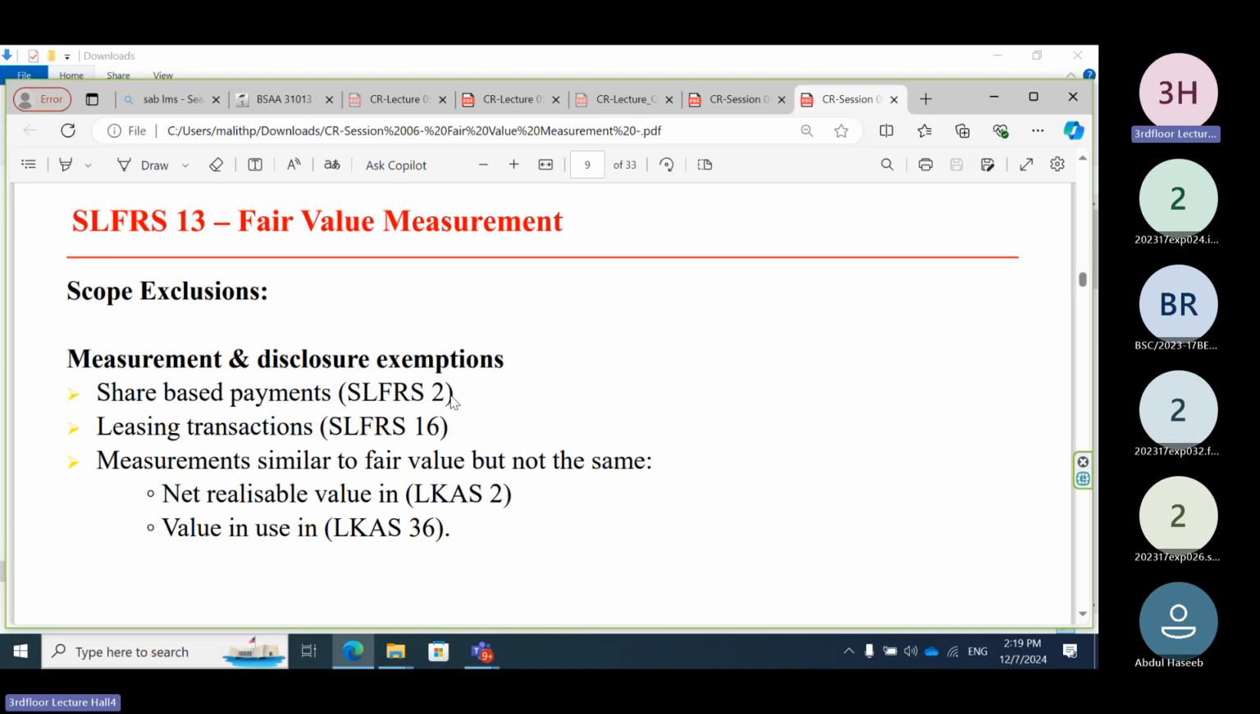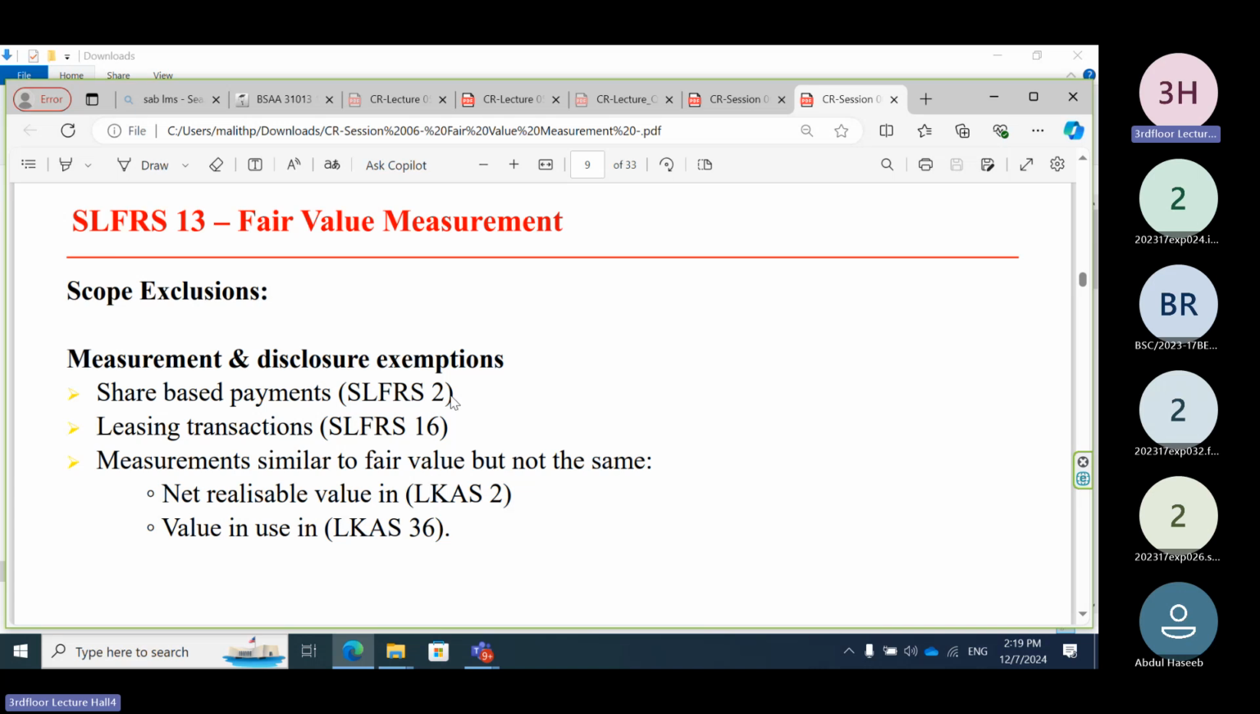SLFRS 16, they do a kind of fair evaluation for the right of use asset. The right of use asset calculation uses the incremental borrowing rate. You do a kind of model validation, forecasting and cash flow present valuation, and calculate the right of use asset.